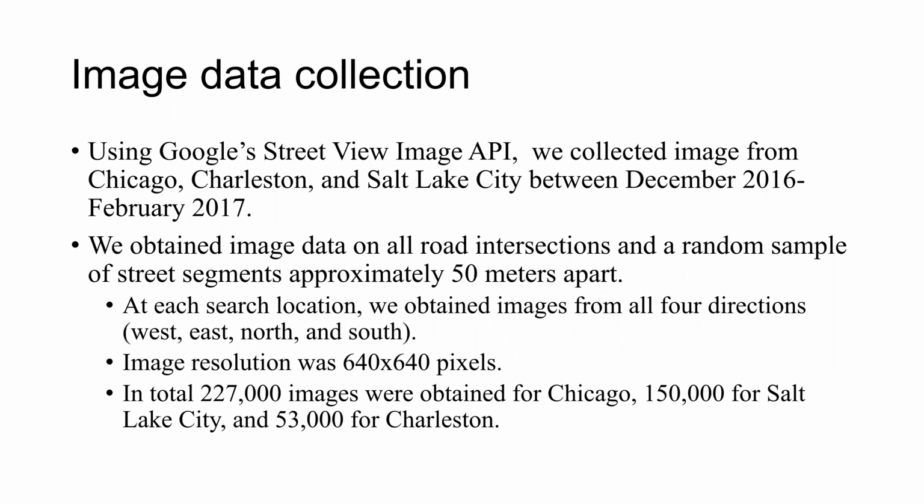These are from different locations across the U.S., and they have very different visual landscapes and looks to them. For each city, we collected images from street intersections. Chicago had the most street intersections, so there were over 200,000 images for Chicago. For Salt Lake, it's 150,000, and for Charleston, it's 53,000. We collected 4 images per location, just to try to get a 360-degree view of each location.